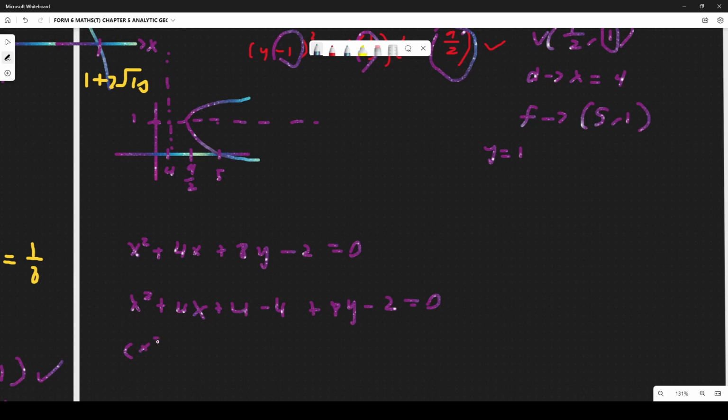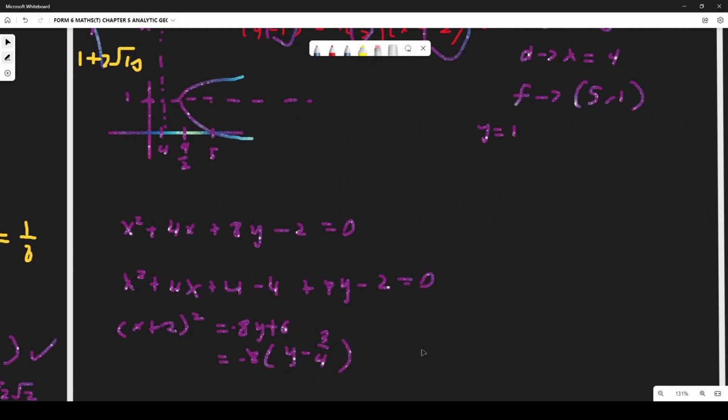That is x squared, right? x plus 2 squared, minus 4 minus 2, that's minus 6. So it equals 8y minus 6. So this one we have to remember, like I mentioned just now, you have to take this y out. So negative 8y minus 6 over 8. So that is 3 over 4. Oh, writing very bad. Okay, 3 over 4, I think so, is correct.